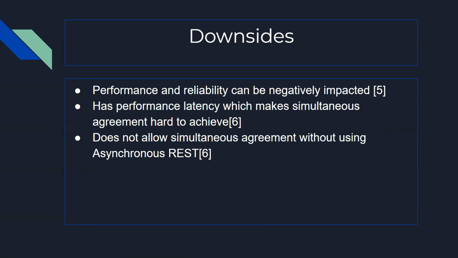There are a few downsides to using REST, two of which include performance and reliability. Because REST relies heavily on using other systems, it only works as well as the compatibility between the two. Another downside is that REST is usually used with a top-down hierarchical approach. So in order for there to be simultaneous agreement, REST has to be used asynchronously.